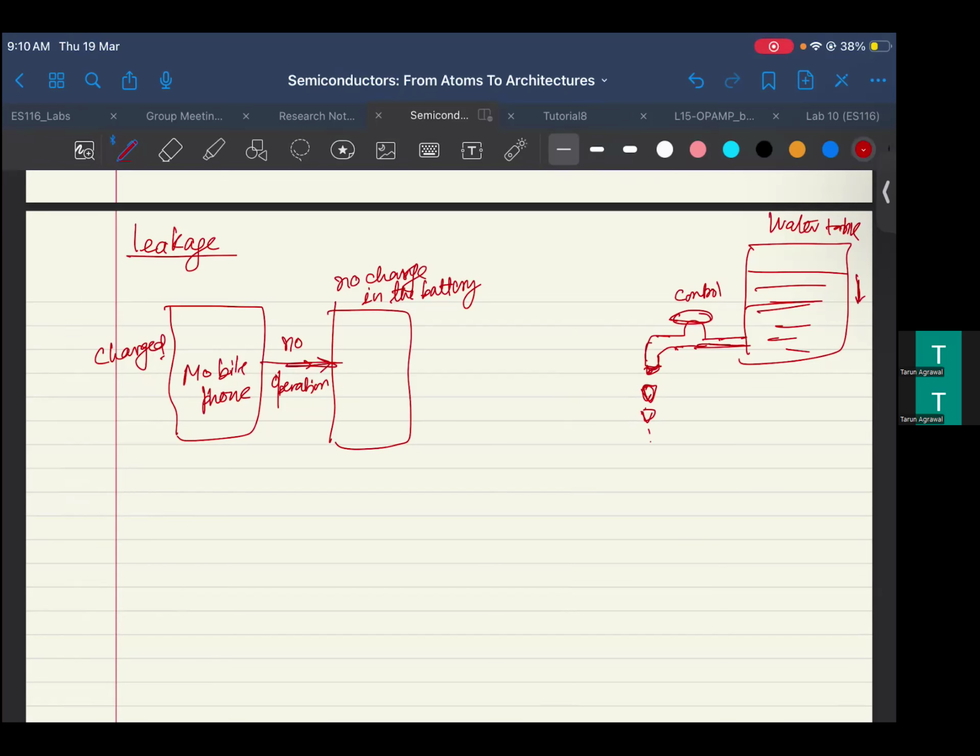At a very abstract level, that is what is happening to your mobile phone. There are some taps, which means there are some control devices inside this mobile phone. If there is a leakage happening in the control devices, it would lead to discharging of the battery. So let me talk about that again.